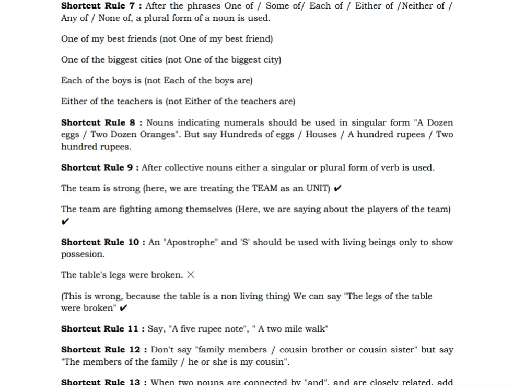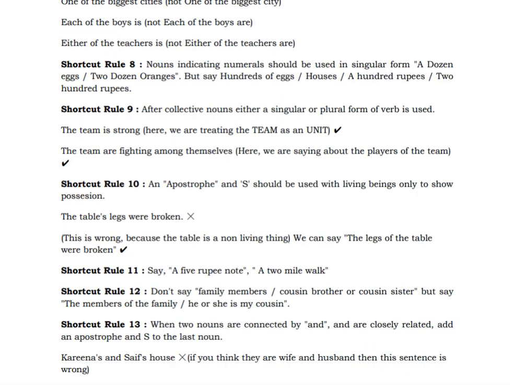An apostrophe and s should be used with living beings only to show possession. Like Ashok's bag, Ashok's pen, but not in the case of non-living things. The table's legs, wrong, because table is a non-living thing, and you have to say the legs of the table were broken. Now this next rule, rule number 11, is a very important rule. Okay, let's go to rule number 11.